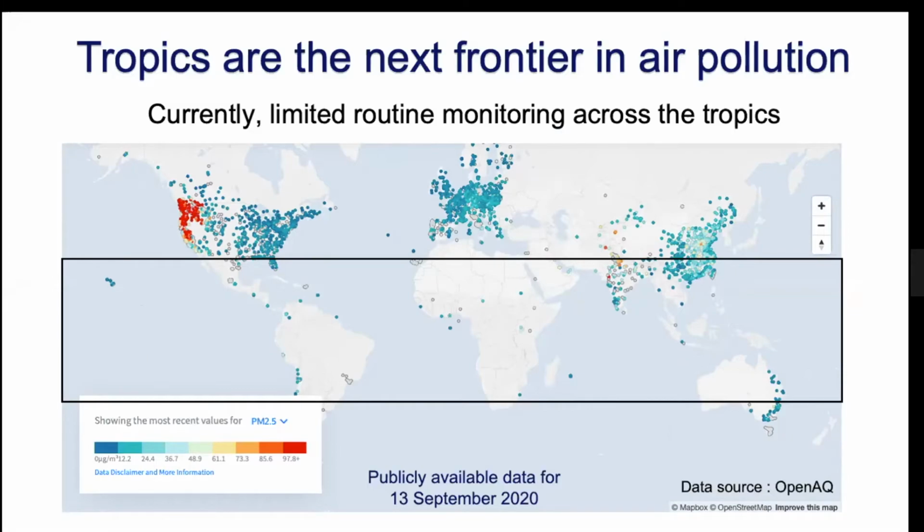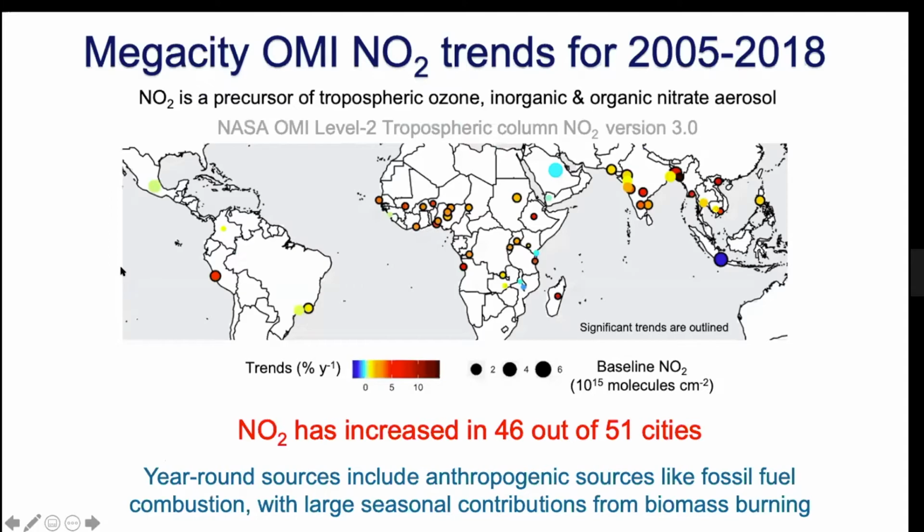And so I decided to investigate the 51 megacities, because they are going to be future megacities. And so it's important to take care right in the future and have policies directed towards them. So here are the preliminary results. First is the OMI nitrogen dioxide trends for all these megacities.